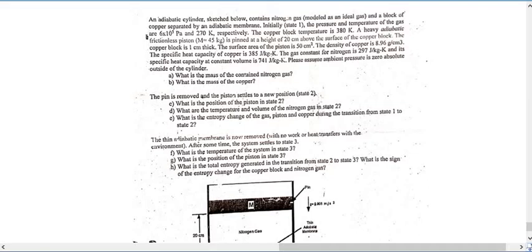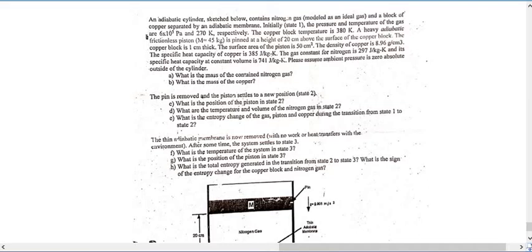The gas constant for nitrogen is 297 joule per kilogram per Kelvin, and its specific heat capacity at constant volume is 741 joule per kilogram per Kelvin. Please assume ambient pressure is 0, absolute, outside of the cylinder. A. What is the mass of contained nitrogen gas? B. What is the mass of the copper?